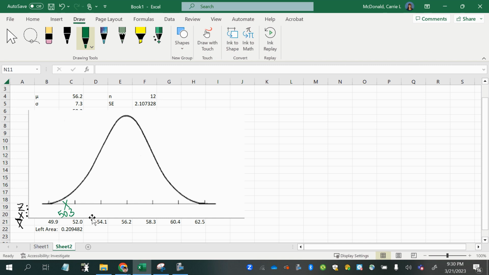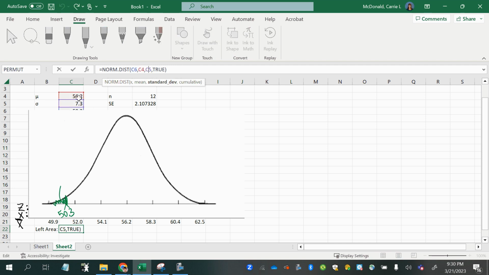So now, instead of using this standard deviation in my norm dot distribution function, I'm using the standard error instead. That's really the only change, and then I get my answer. And notice how much different that is. That's a much, much smaller answer.